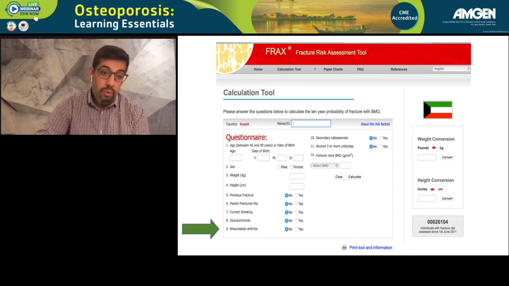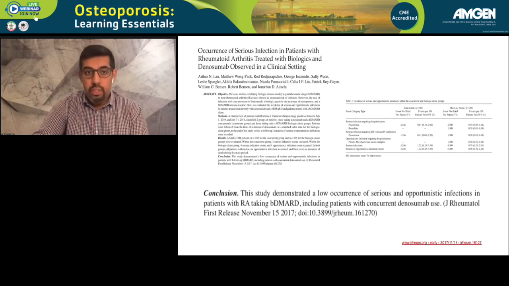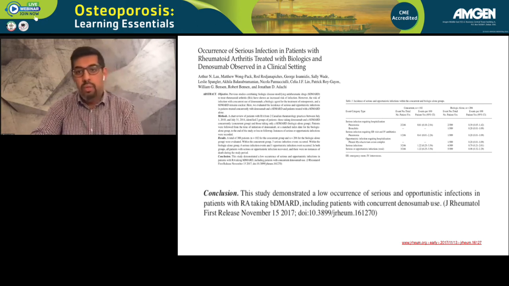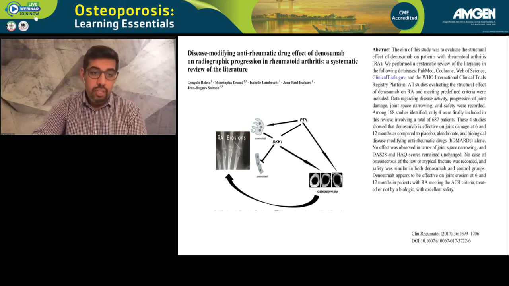Coming back again to the FRAX, people who have long-term glucocorticoid use and rheumatoid arthritis are also at risk of developing osteoporosis. So we use denosumab in our field of rheumatology on people who have rheumatoid arthritis and also on other monoclonal antibody biological agents, and we found no serious risk of opportunistic infection or interaction between those medications. So it's relatively safe in our patients. Also, it has a good property of protecting our bone from erosion, and it has an indirect effect on bone resorption and preservation of function in our patients.